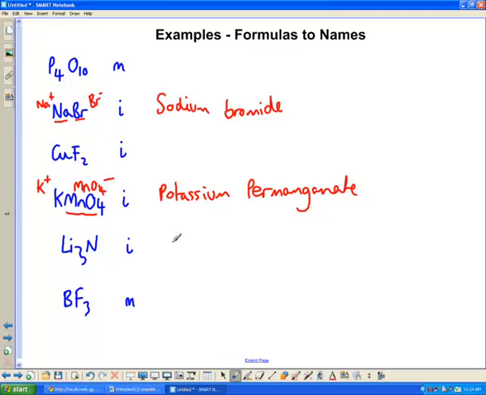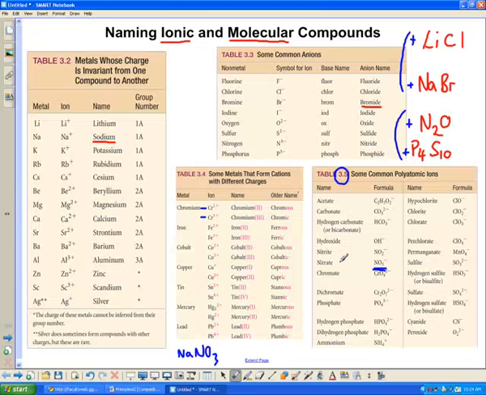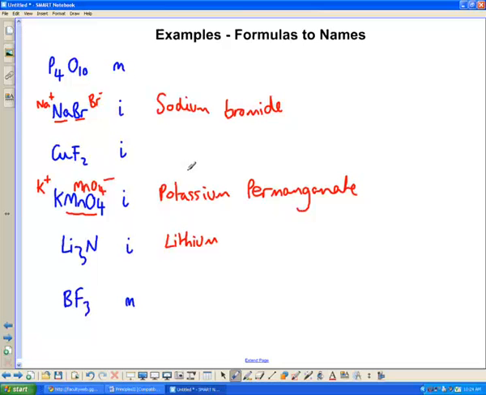Now let's go down to here. Li is of course lithium, N, nitrogen of course. And just N by itself, there it is, nitride. Lithium nitride. Now notice one thing that I haven't done here.